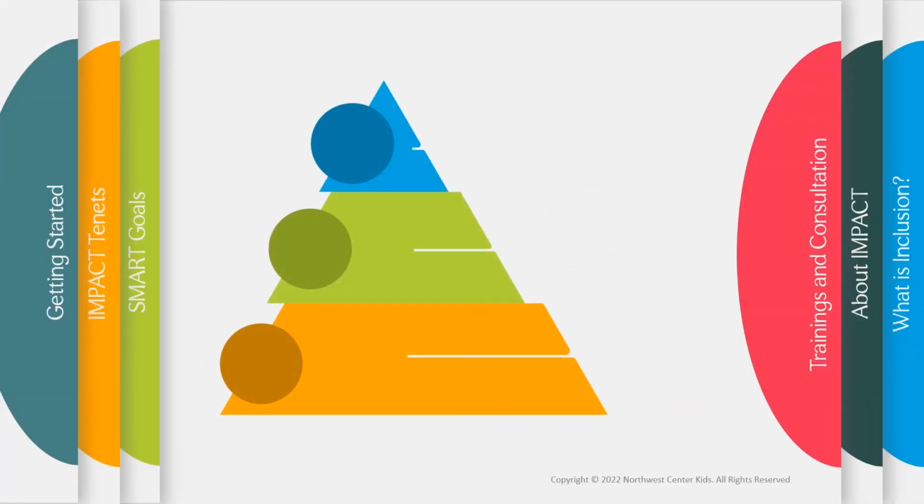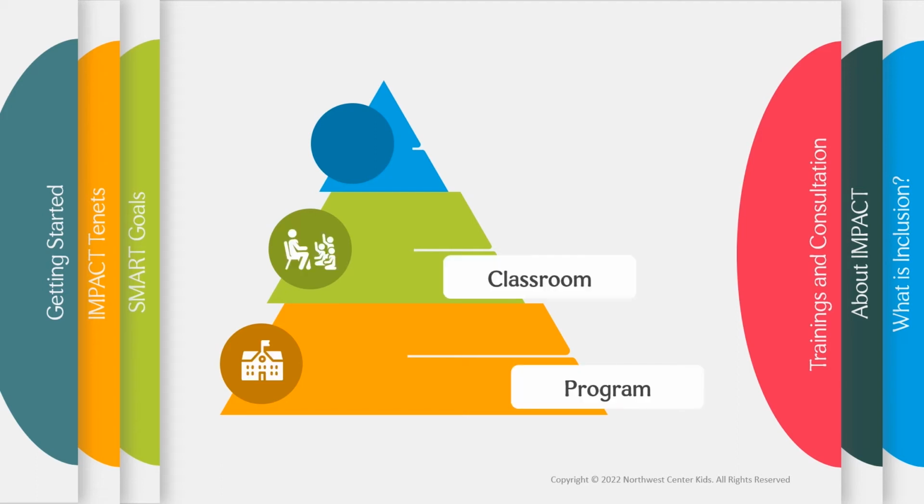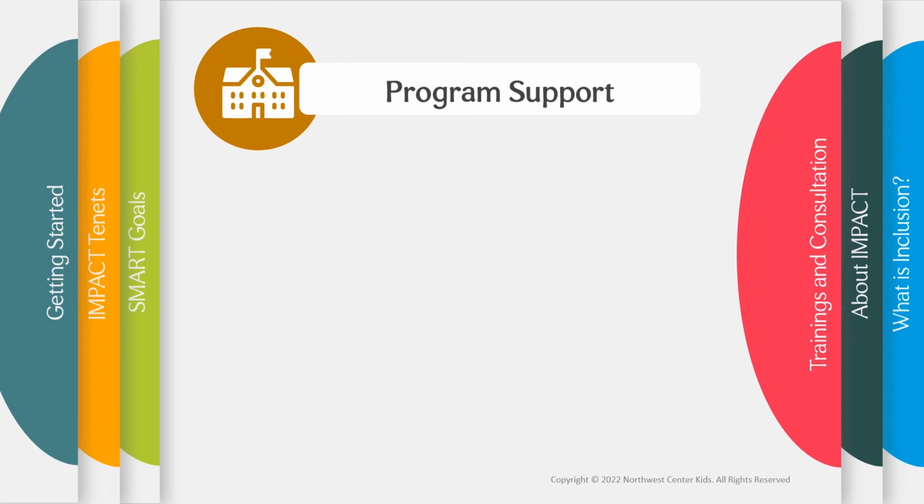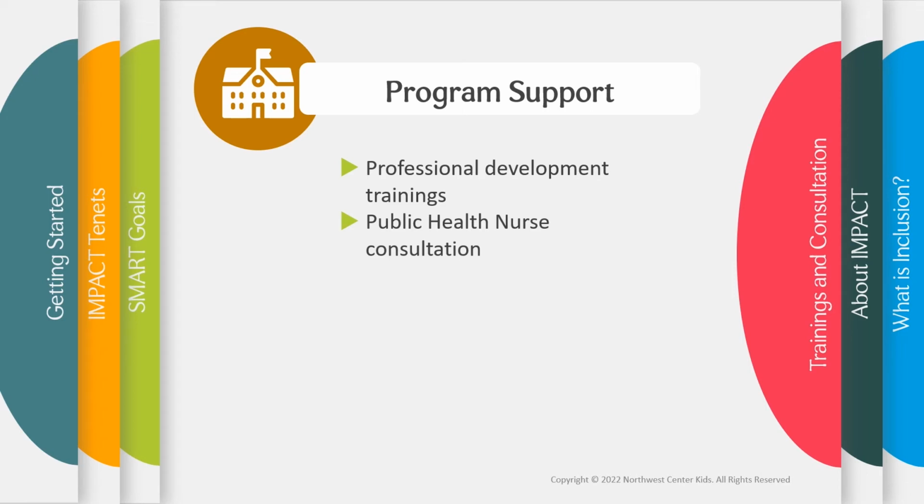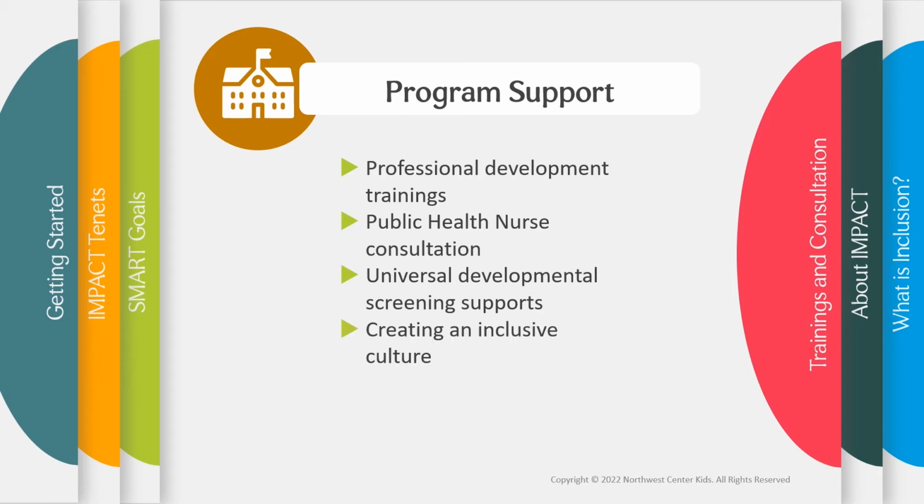In addition to trainings, Impact offers consultation services to support you at all levels: program-wide, in individual classrooms, and with specific children. To support you at the program level, we offer trainings, public health nurse consultation, and support with universal screeners like the Ages and Stages Questionnaire. Impact mentors directors to create a program-wide inclusive culture, and we also host community gatherings where we connect directors from different early learning programs so they can receive support from their peers.